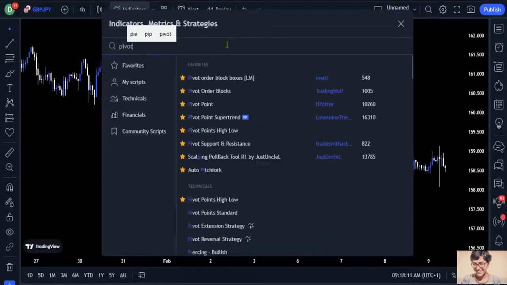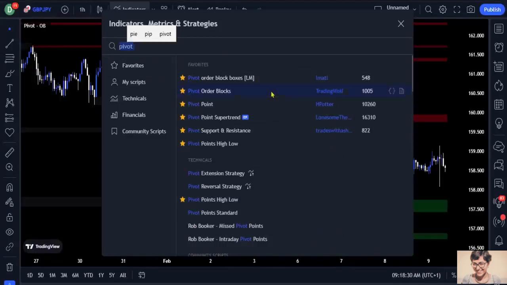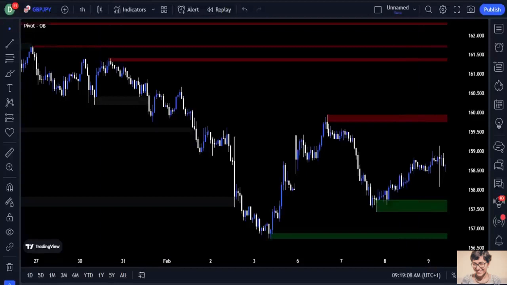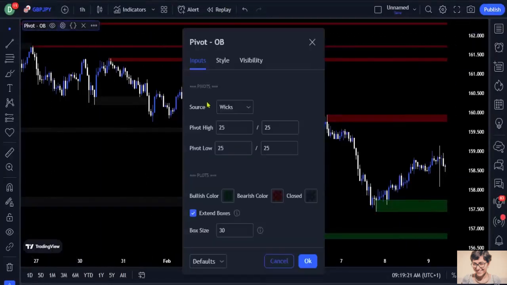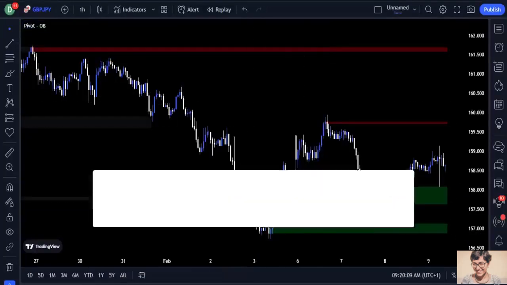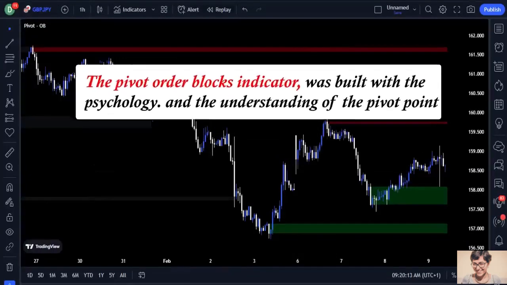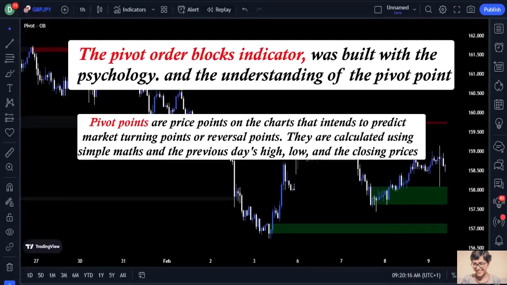So let's start by adding our first indicator, and to do this, you are going to click on this indicators tab at the top left of the screen and type in pivot order blocks indicator. You can see this indicator that was created by the Trading Wolf, so click on it. Now that we have added the first indicator to our chart, let's take a fast look at its settings and make some adjustments. So here in this input section, you are going to change the wicks to body and then adjust the box sizes to 30. The style section has no significant settings to change, and then click on the OK button.